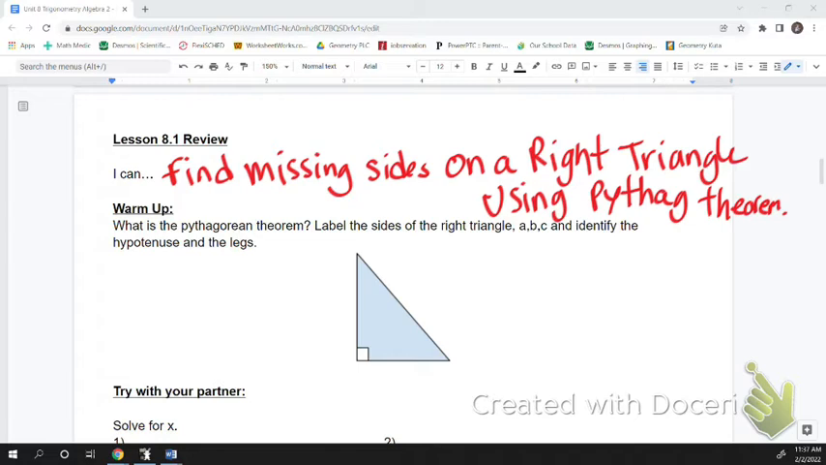Warm up. What is the Pythag theorem? Label the sides of the right triangle A, B, and C. Identify the hypotenuse and the legs. This is all vocab from geometry. So let's see what you remember.